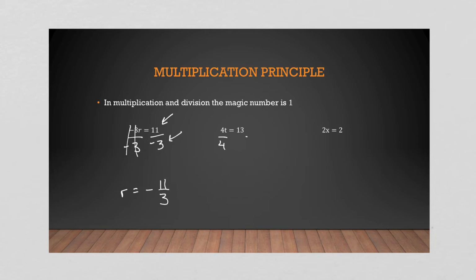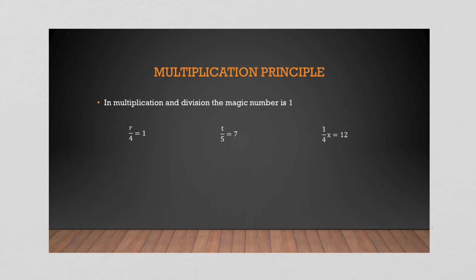Divide by 4, divide by 4. t equals 13 over 4. Be okay with that. Be comfortable with that. And then here, divide by 2, x equals 1. So look at what you're doing to the variable and do the opposite. If you're multiplying the variable, you divide. If you're adding to the variable, you subtract. If you're subtracting from the variable, you add.